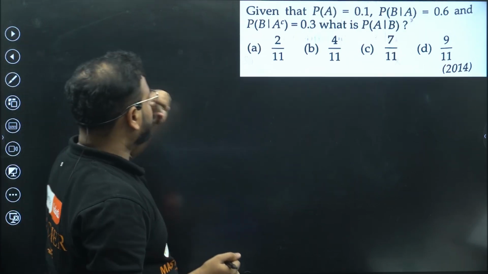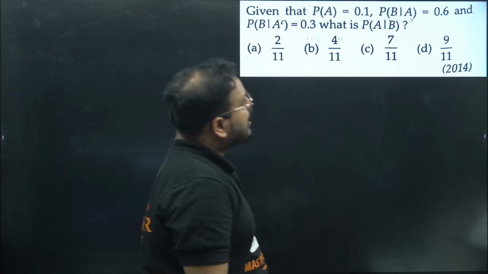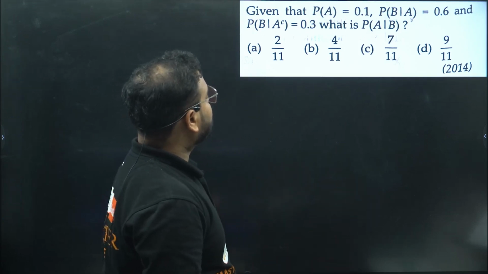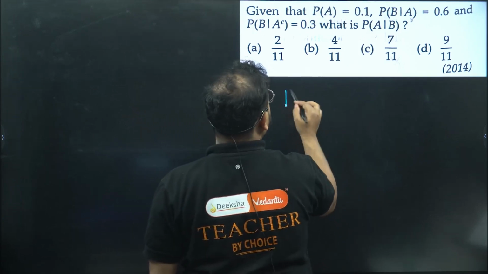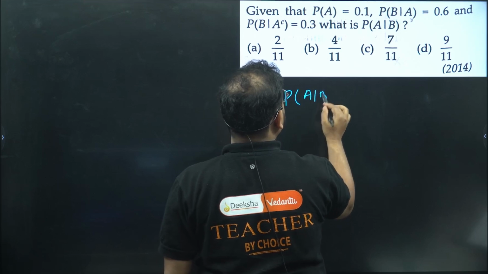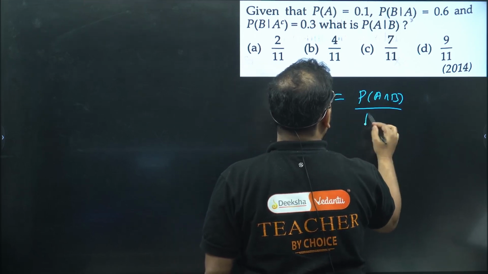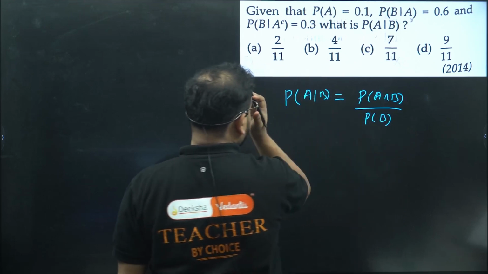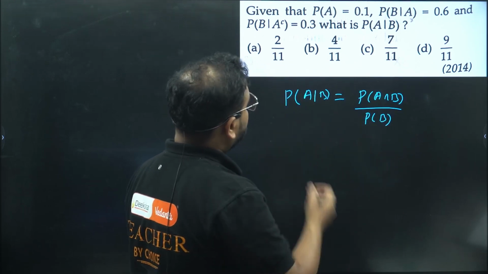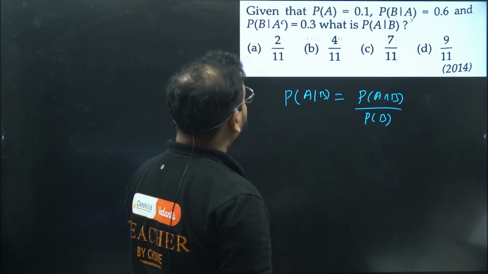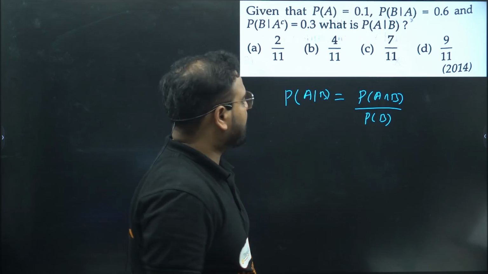Next we have, given that P(A) is 0.1, P(B|A) is 0.6. I'm looking for P(A|B). How do you find P(A|B), sir? I find P(A|B) as, please check, P of intersection A with B divided by P(B). Do I have P(B), sir? I don't have P(B) as well. Alright, we have to find P(B) and we have to find the intersection as well.